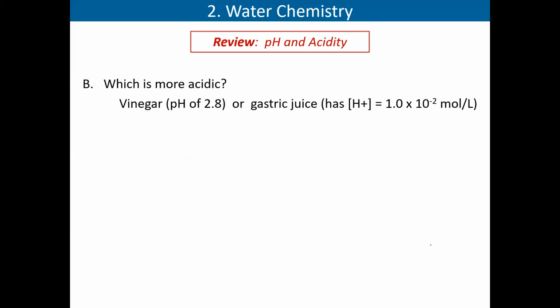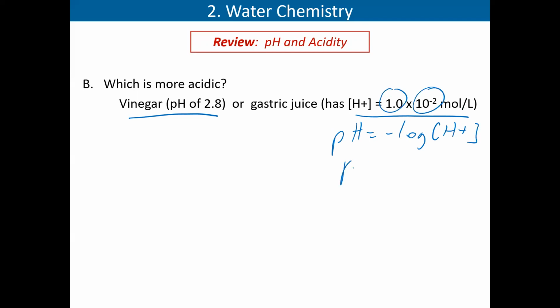So B, it says which is more acidic. So this one here, we're already given the pH for vinegar. That's 2.8. So let's take a look at gastric juice. Remember, pH equals minus log H positive. And this one here, because it's a 1, I know my pH is actually, when I punch that in, going to be 2. So which is more acidic, 2 or 2.8? How does the pH scale work? 2 is more acidic, I think.